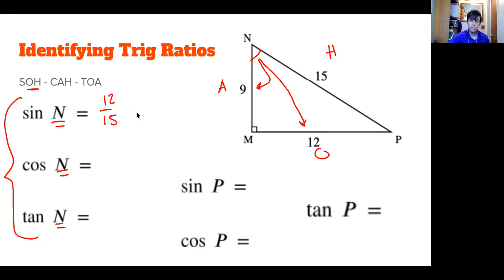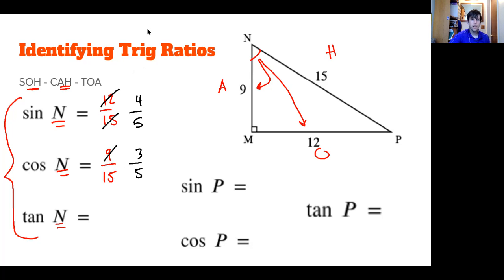So 12 and 15 are both divisible by 3. So we can make that 4 over 5. You can reduce it or not. It doesn't actually matter too much, but I'm going to go ahead and reduce them as I go. All right. And then cosine is adjacent over hypotenuse. So that's 9 over 15. Again, that does reduce. So we'll go ahead and reduce it here. Both divisible by 3. So we get 3 over 5.